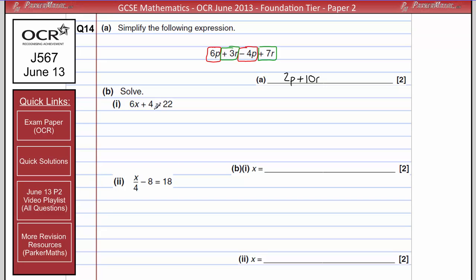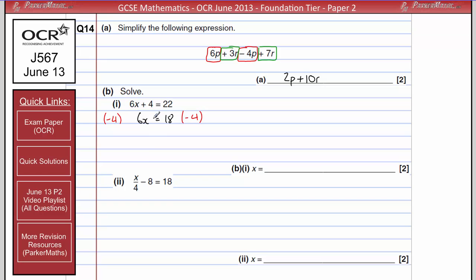So the last thing I did to x was added 4. So the first thing I want to do is undo this add 4. And to do that, I'm going to subtract 4 from both sides. Because if I get rid of the 4 off this side, I have 6x left. But if I'm going to take away 4 from this side, I also have to take away 4 from this side, and I get 18 on the right.